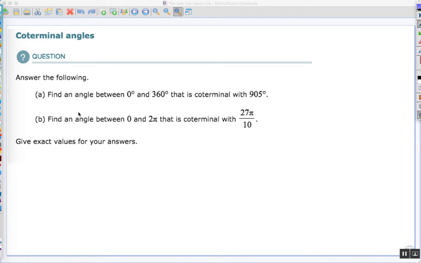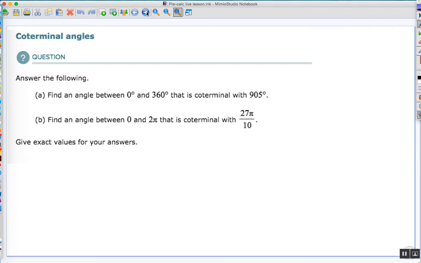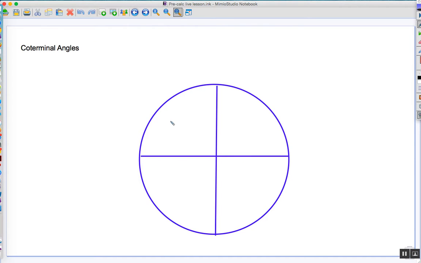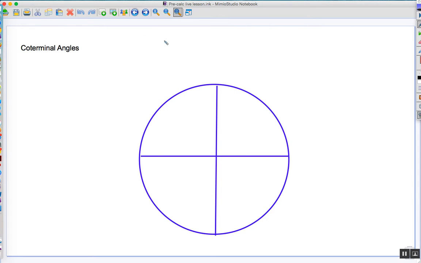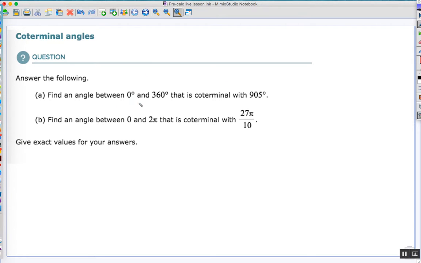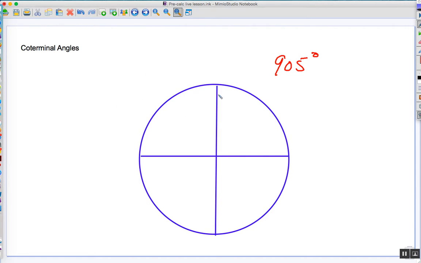This lesson is on coterminal angles. So question A says find an angle between 0 and 360 that is coterminal with 905 degrees. All that means is that the angles share the same space. So if we're looking for a coterminal angle with 905 degrees, and we were looking for an angle between 0 and 360.